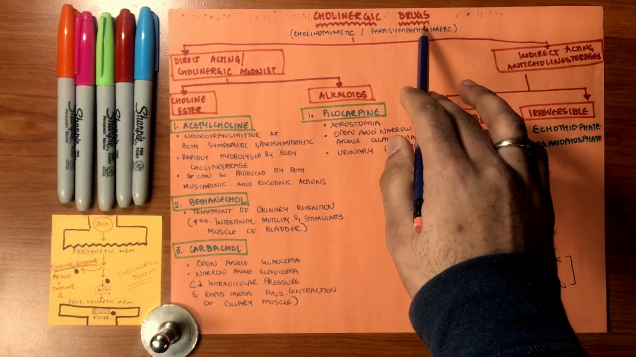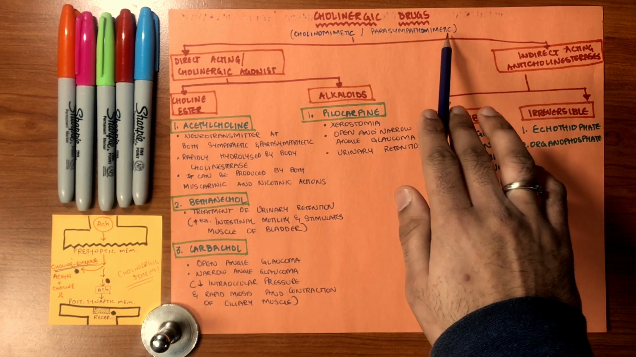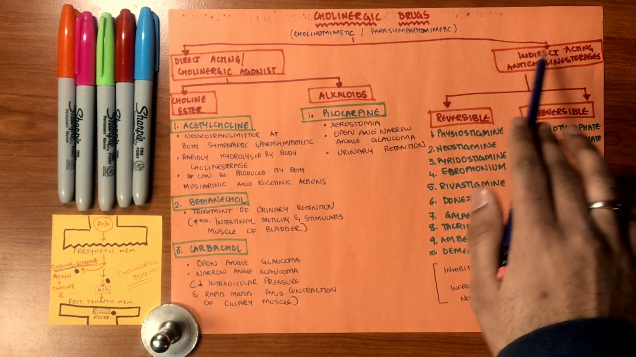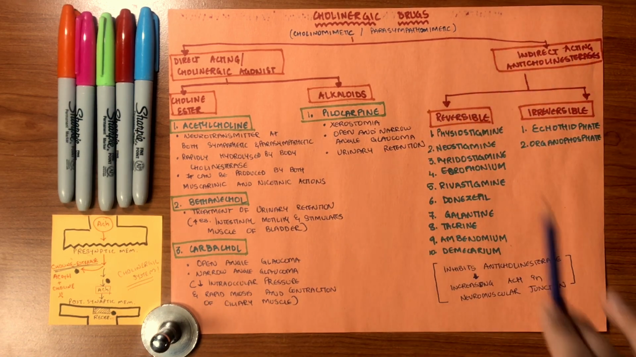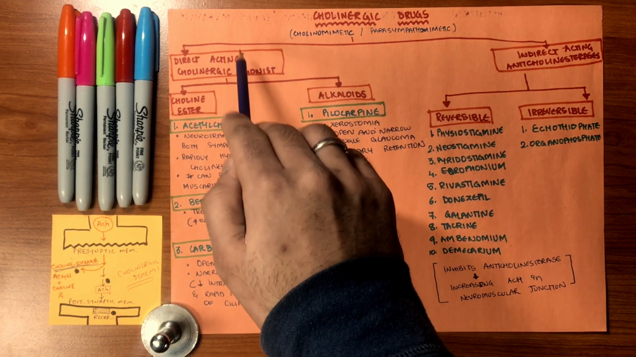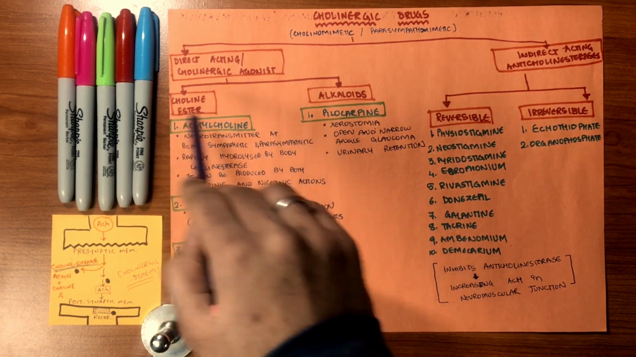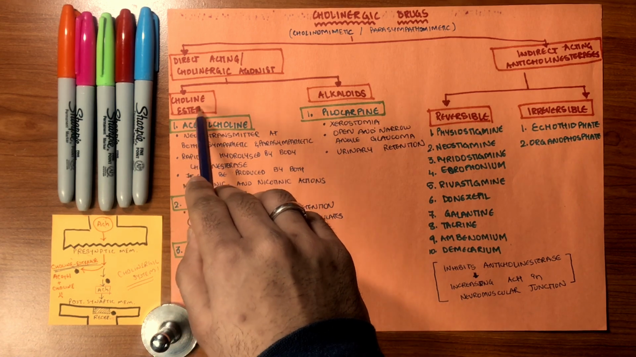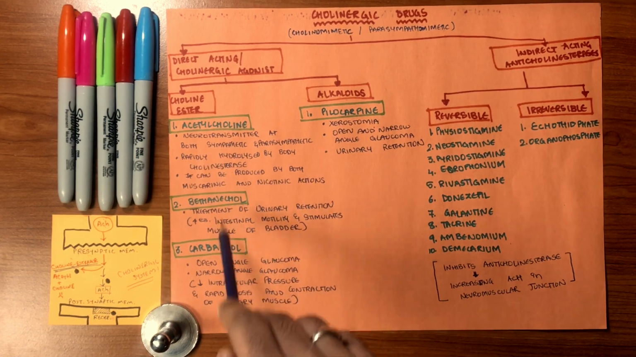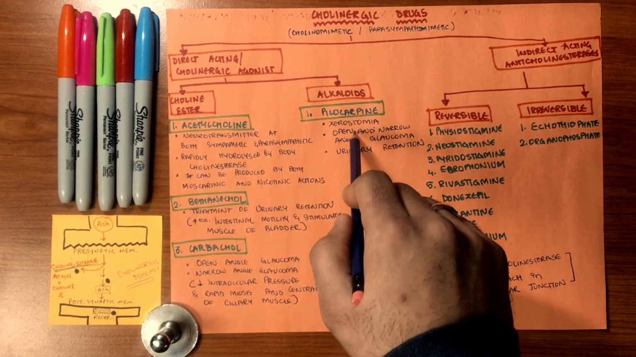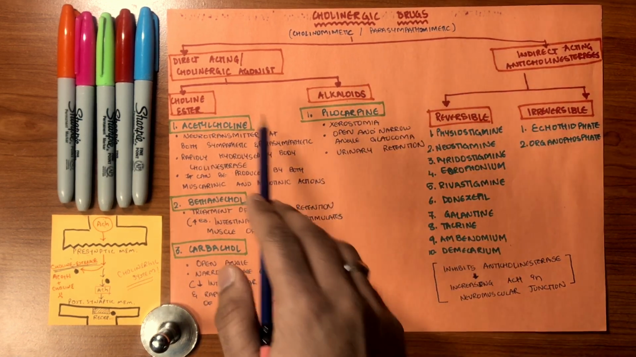The cholinergic drugs are also known as parasympathomimetic drugs. They are further divided into direct acting and indirect acting. We'll talk about this section later. Coming to direct acting, the cholinergic agonists are further divided into choline esters and alkaloids. These drugs include acetylcholine, bethanechol, and carbachol. They fall under the choline esters. Pilocarpine falls under the alkaloids.